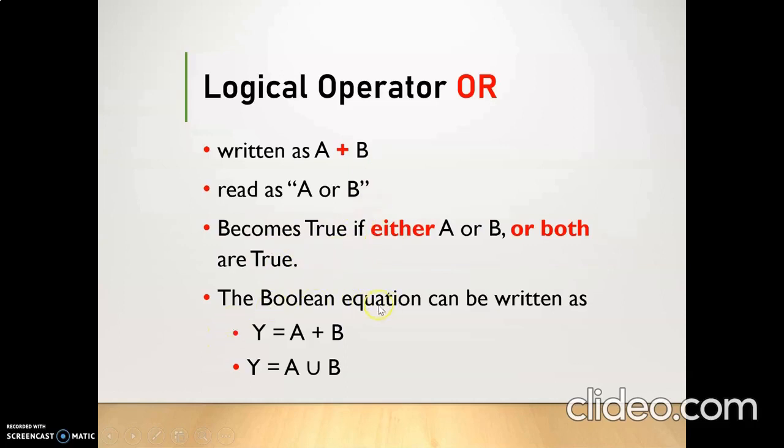So the Boolean equation for OR can be written as Y equals A plus B. This is also OR, and another way of writing it, we use union: Y equals A union B. So both these equations are read as Y equals A or B.